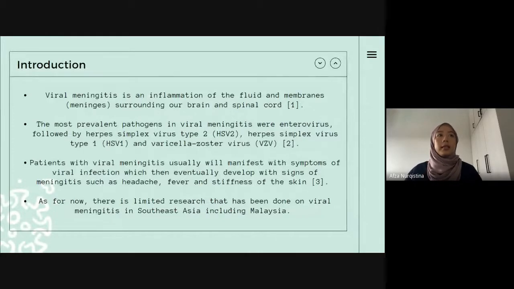So viral meningitis is an inflammation of the fluid and membranes, the meninges, surrounding our brain and spinal cord. The most prevalent pathogens in viral meningitis were enterovirus, followed by herpes simplex virus type 2, type 1, and varicella zoster virus. Patients with viral meningitis usually will manifest with symptoms of viral infection, which then eventually will develop signs of meningitis such as headache, fever, and stiffness of the neck. As for now, there is limited research that has been done on viral meningitis in Southeast Asia, including Malaysia.